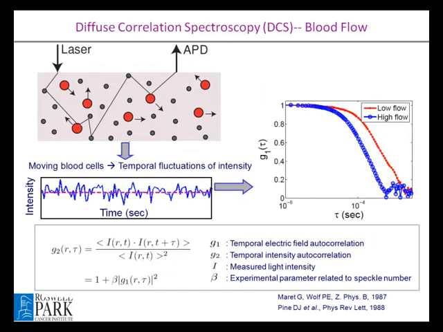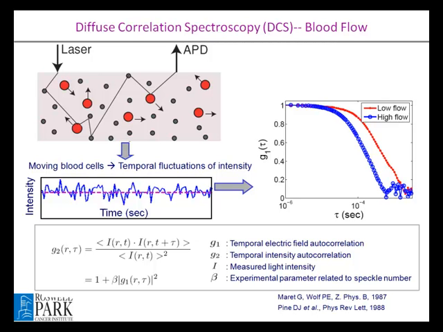So now I am switching to the last tool that we are using, diffuse correlation spectroscopy, to quantify blood flow. In this cartoon, the black dots are static scatterers, and the red are representing the moving blood cells. If there is no motion, we see a flat signal. But when there is motion, we see temporal fluctuation of the intensity.